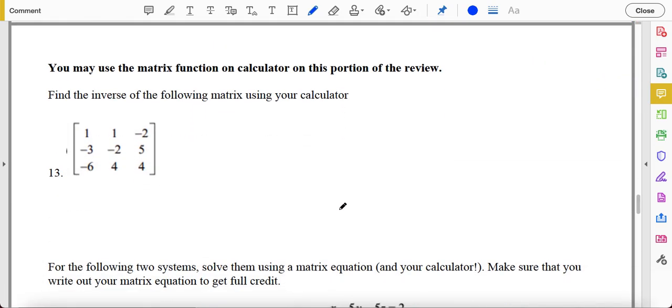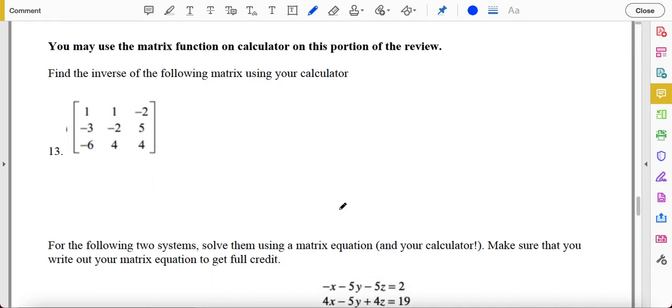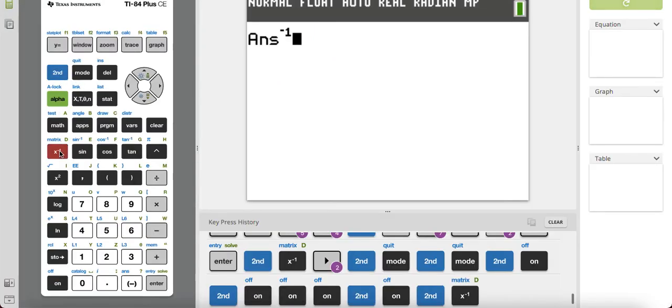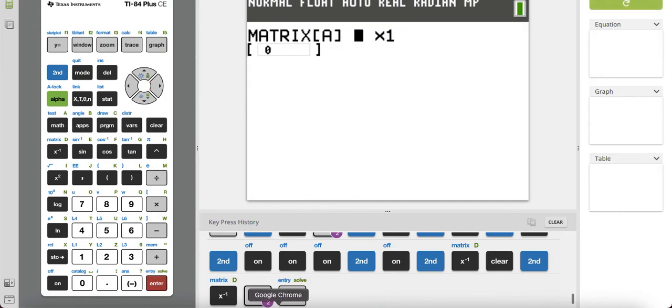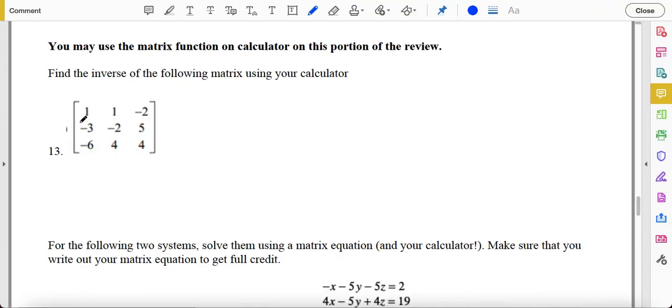Okay, so now we can use the matrix function on our calculator during this portion of the review. So we are finding the inverse of this matrix on our calculator. The nice part about this is that you can just plug it into the calculator and then hit the inverse button. So here we go. We go to matrix. Whoops, not what I wanted. So second matrix, go to edit. And I know I want to create a 3 by 3.